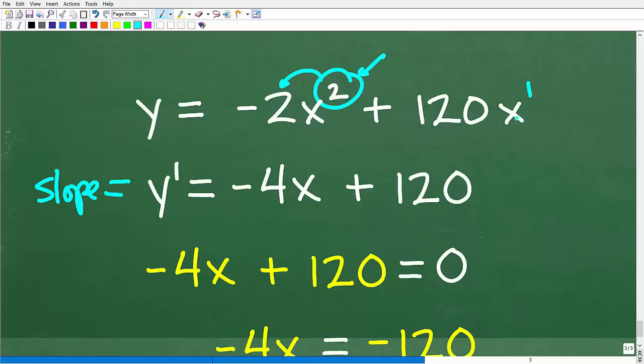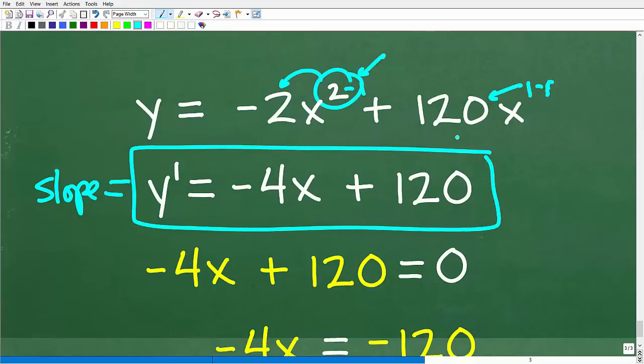And then over here, I'm going to do the same thing. I have x to the first. I'm going to multiply by that number, so that's 120. And then I'm going to decrease the power by 1, so that's x to the 0, or just 1. So you just decrease the power by 1. This is a basic rule in terms of finding the first derivative of polynomials. Now, this is a huge topic because we are talking about calculus. But anyways, this is the first derivative.